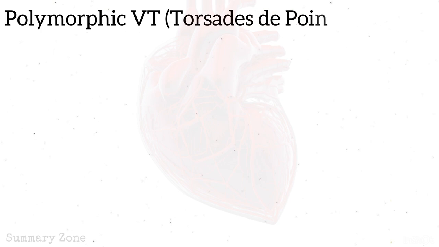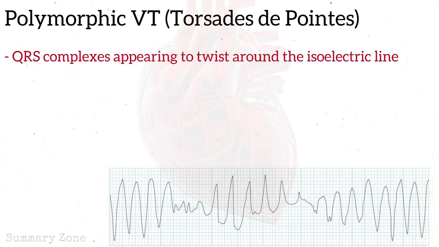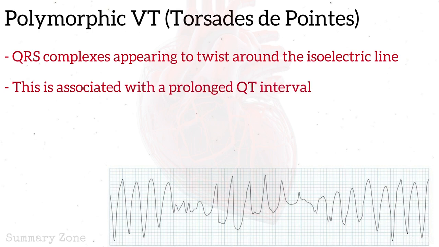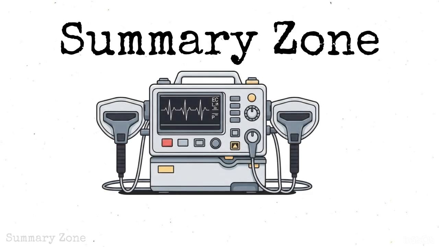Polymorphic VT, torsade de pointes. Lastly, a special type of VT, polymorphic VT, also known as torsade de pointes. On the ECG, you'll see the QRS complexes appearing to twist around the isoelectric line. This is associated with a prolonged QT interval, and the immediate treatment is magnesium sulfate. And that is our summary of the most important tachycardias you need to know.